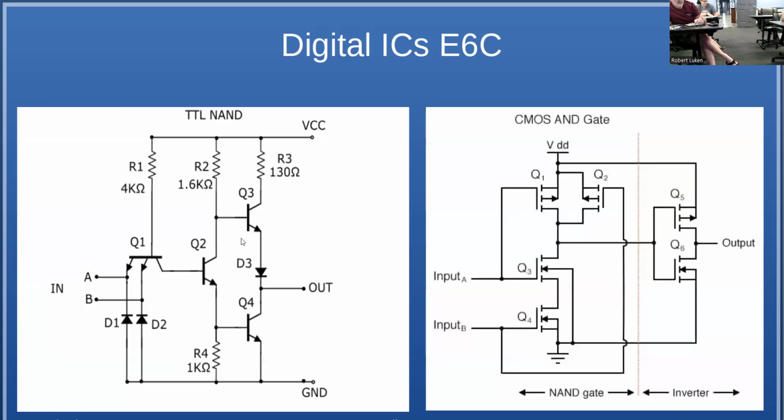These are some typical circuits of what is in a TTL NAND gate or a CMOS, in this case, an AND gate, and how they're constructed. And you can see where the CMOS is all made with field effect transistors, and TTL is all bipolar transistors.